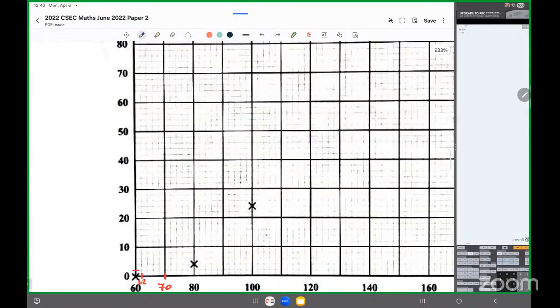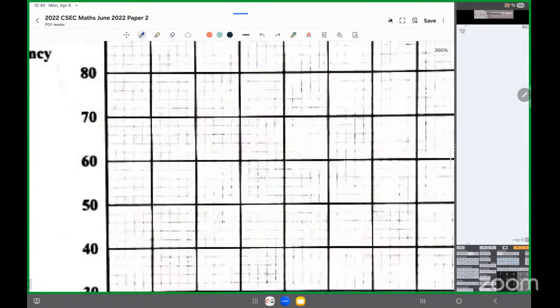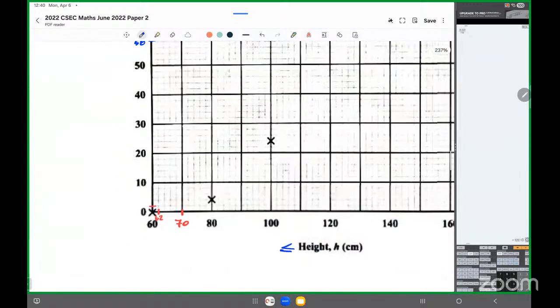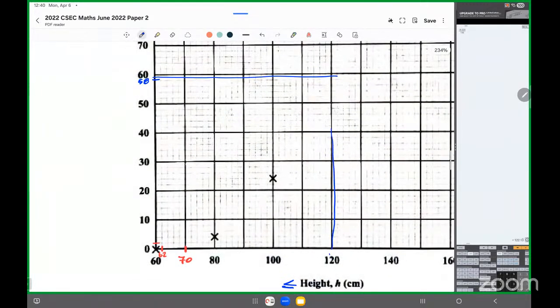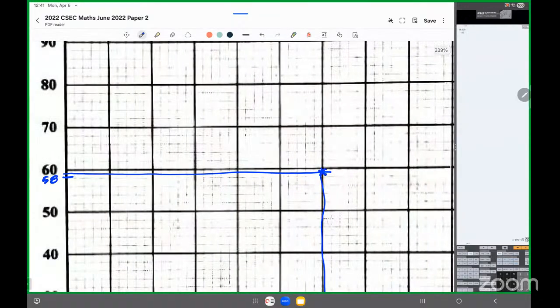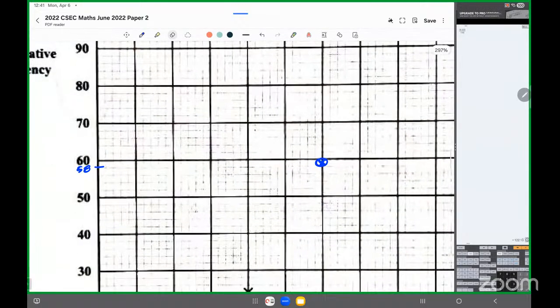So 120 was 59. So say 50 or so, this is 58. So 59 is right in between here. Coming right in between here, I'm going over to 120. So 120 or so, the point is here. That's a point, that point right there, 59.